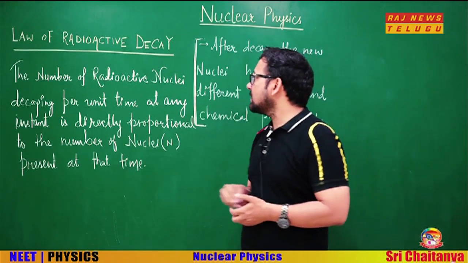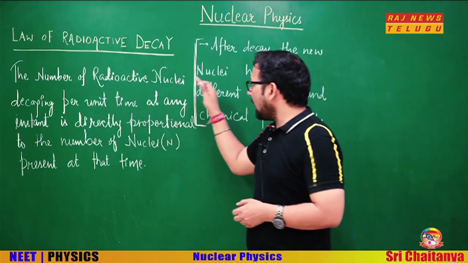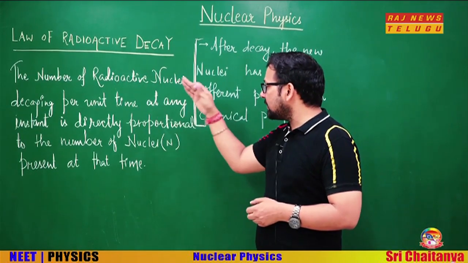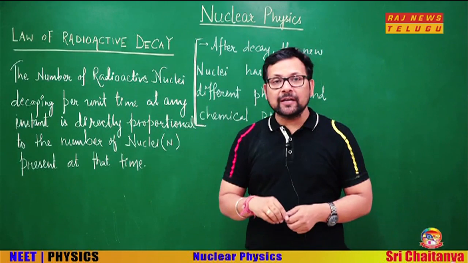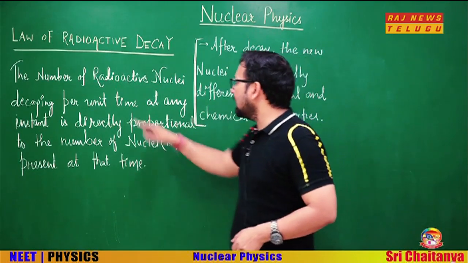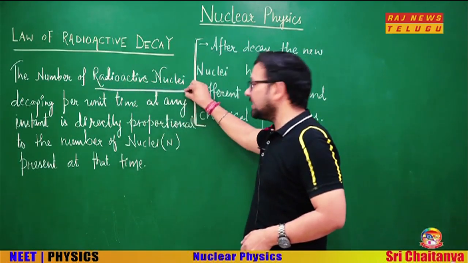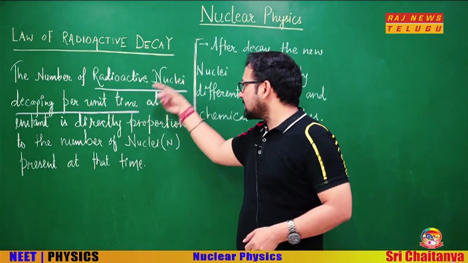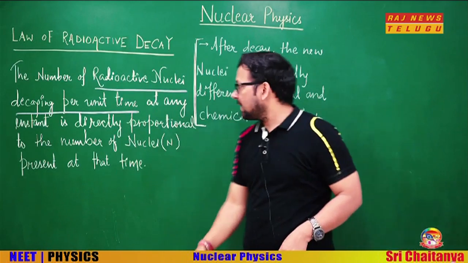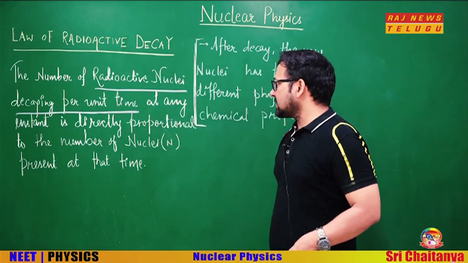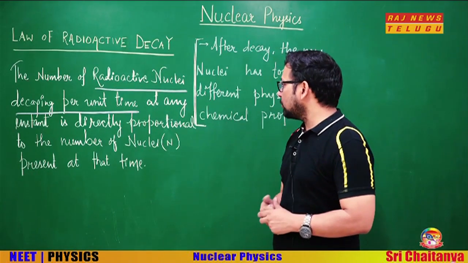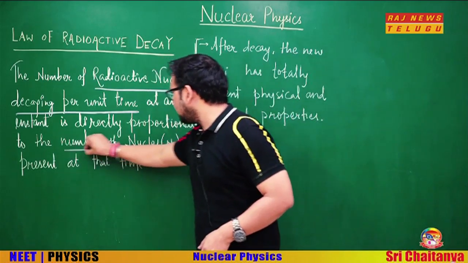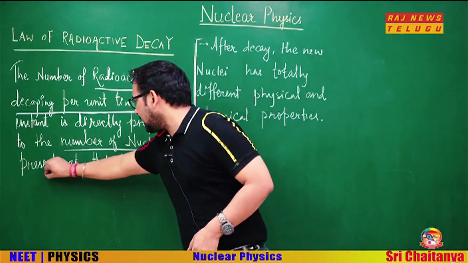The law was: the number of radioactive nuclei decaying per unit time. We are talking about the rate here. The number of radioactive nuclei decaying per unit time, that means this is the rate with respect to time, at any instant is directly proportional to the number of nuclei present at that time.